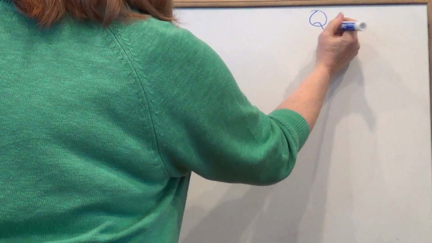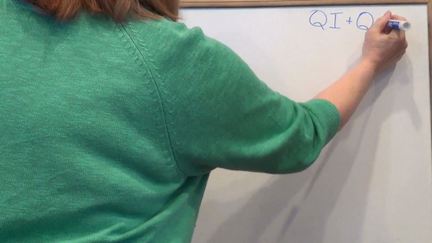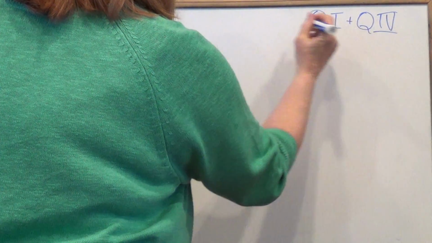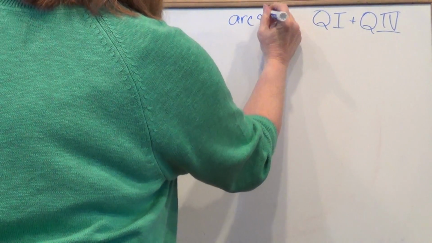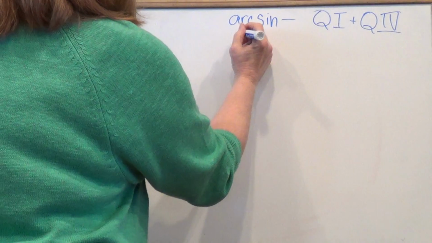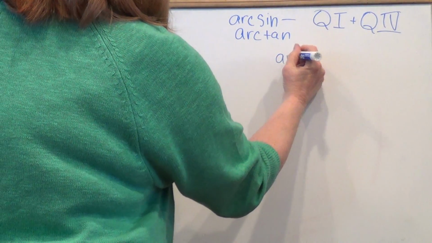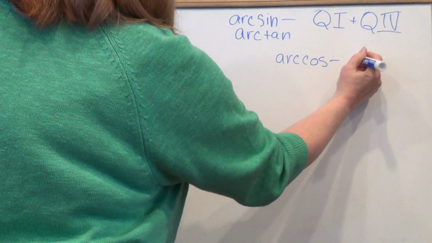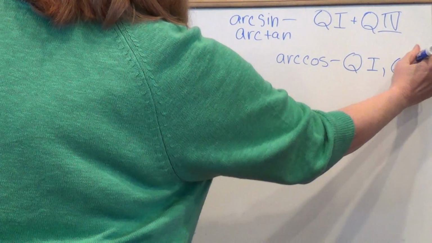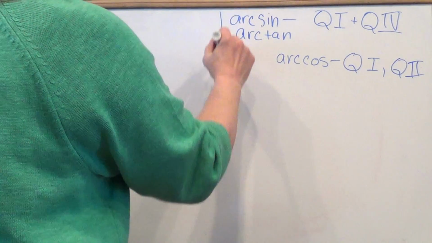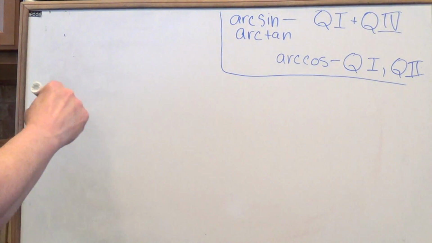All right, quadrant 1 and quadrant 4 is where we look for both the arc sine, which is sine inverse as well, and the arc tangent. Only arc cosine is different, and you can look in quadrant 1 and quadrant 2. So keep that in mind as we look at these other trig functions.